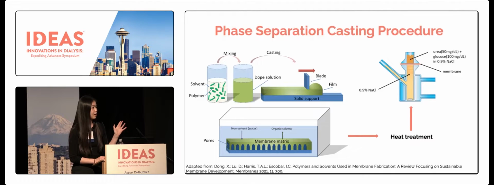After this step, we were investigating how we might improve the selectivity of the membrane, and we found, as I'll discuss later on, that heat treatment was extremely effective at improving the selectivity. And in order to quantify this, we tested the membranes in a Franz cell, where the top chamber would be a pseudo spent dialysate, and the bottom was just a salt solution.